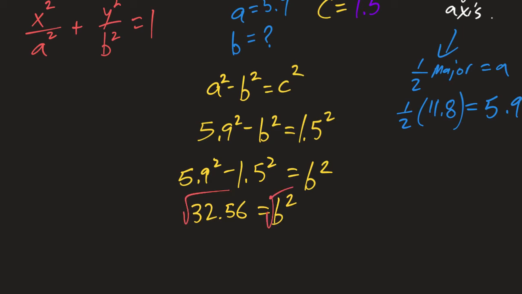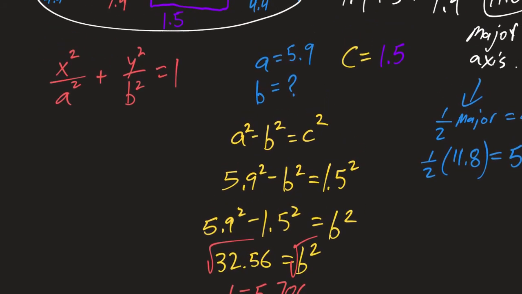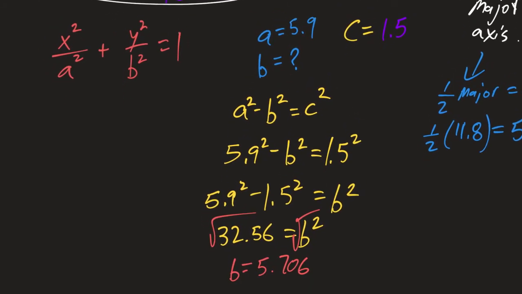And we've got 5.706 as our b value. Okay, so now that we've got these two, we've got a and we've got b, we can just fill in the equation and we'll simplify everything at the end. So right now, with the a and b values that I know, we've got x squared over 5.9 squared plus y squared over 5.706 squared equals 1.